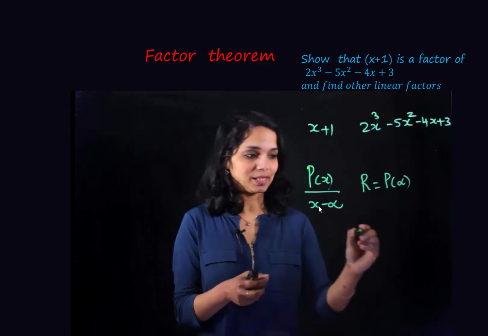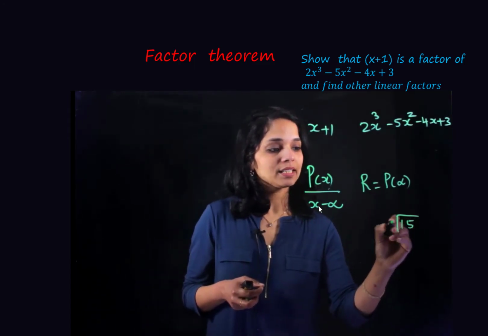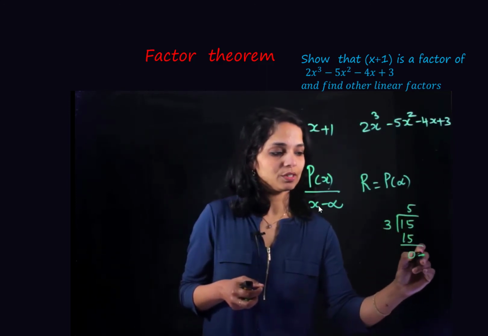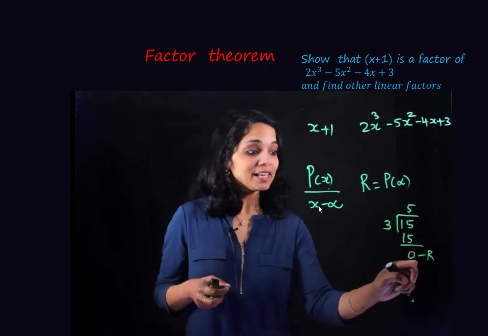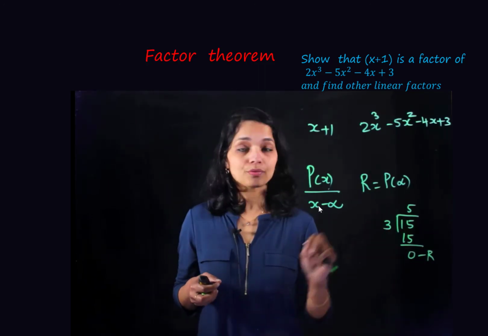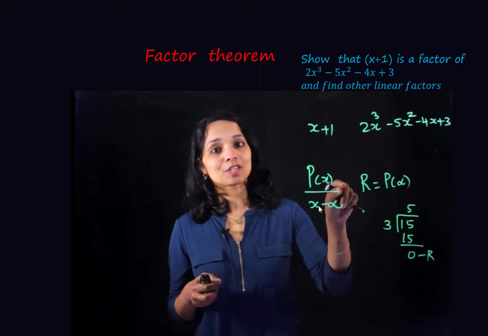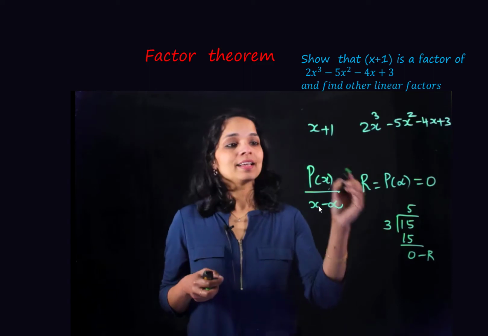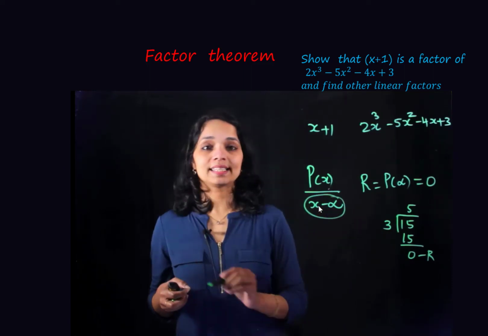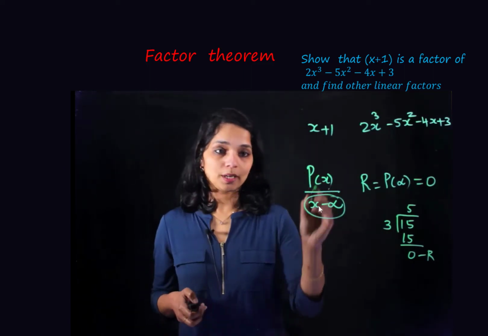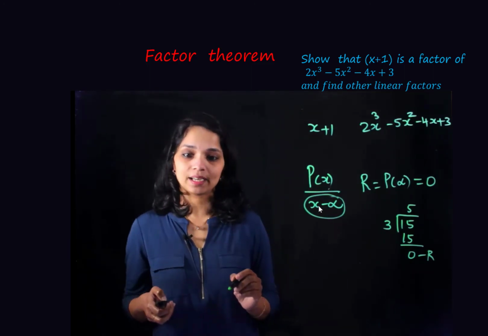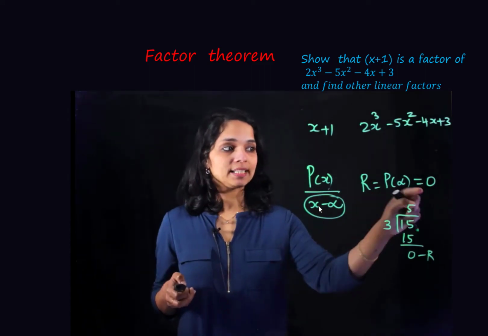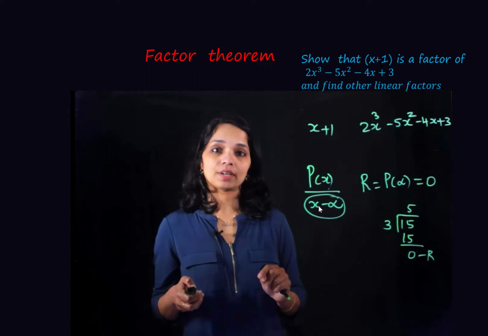Okay, let me start with a simple example. If I'm dividing 15 by 3 and I get 5 here, 15 and then 0, 0 is the remainder. If the remainder is 0, then 3 is a factor of 15. So the same thing applies to the polynomial as well. If the remainder is 0, then x minus alpha is a factor of the polynomial p of x. So that's the factor theorem.